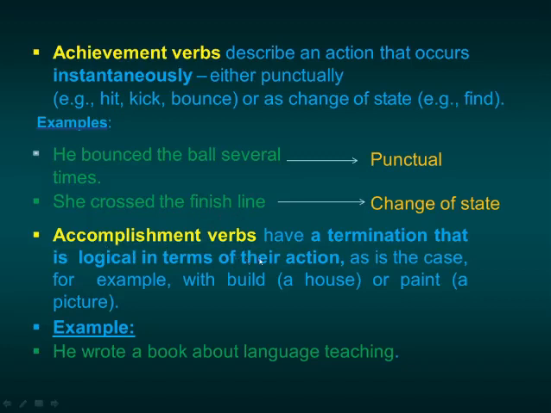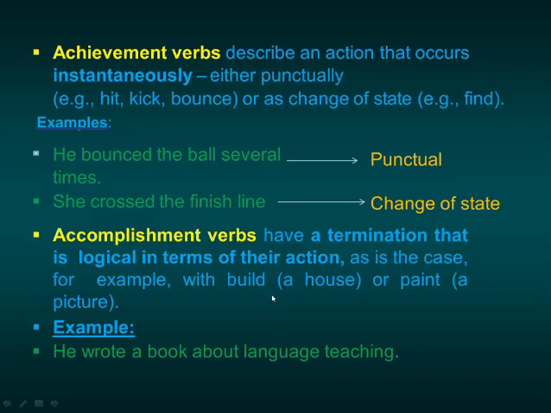Accomplishment verbs have a termination that is logical in terms of their action, as is the case, for example, with build a house or paint a picture. A termination that is logical in terms of the action. It is just changing the shape. Okay, changing the shape. A termination that is logical in terms of their action.